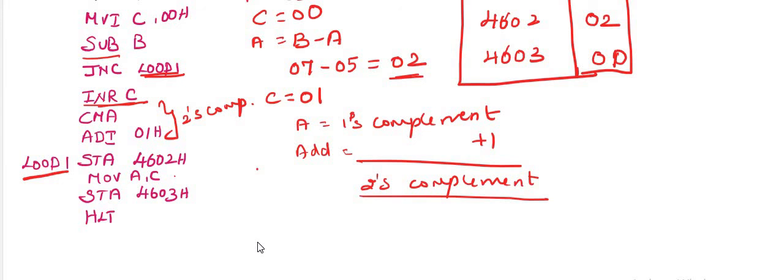Next, finally, we have to give the halt operation to stop the process. So this is the subtraction operation of two 8-bit numbers. So next class we can see the multiplication of two 8-bit numbers.